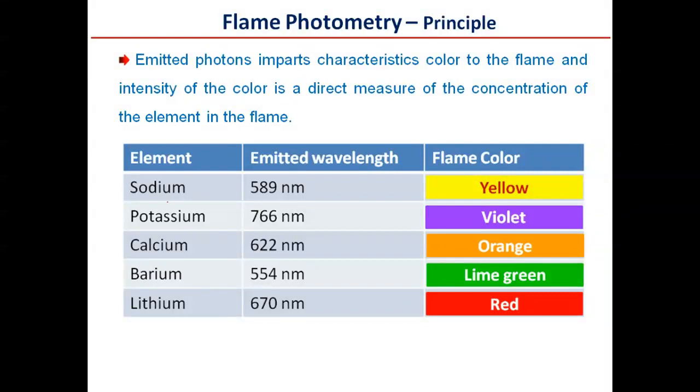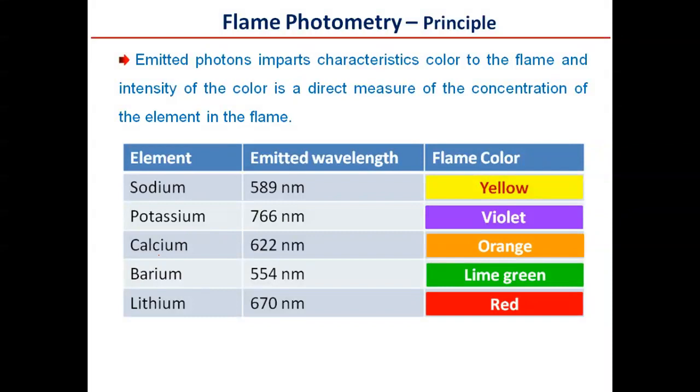Examples: sodium emits radiation at a wavelength of 589 nanometers, and this corresponds to a flame color of yellow, that is golden yellow. Similarly, if you take potassium, the emitted wavelength is 766 nanometers and the flame color is violet.